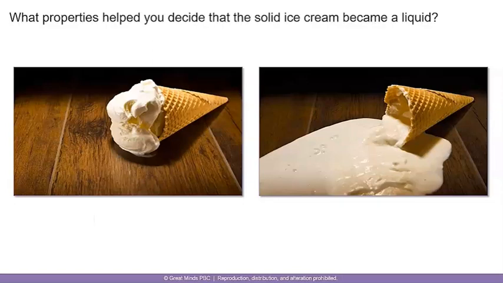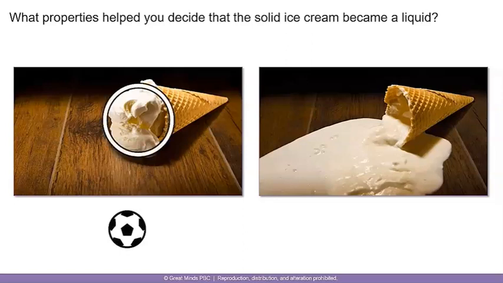What properties helped you decide that the solid ice cream became a liquid? At the beginning of the video clip, the ice cream was shaped like a ball, right? But as the ice cream melted, it spread out over the table. The ice cream's shape changed. That property helped me decide that the solid ice cream had changed to liquid ice cream.